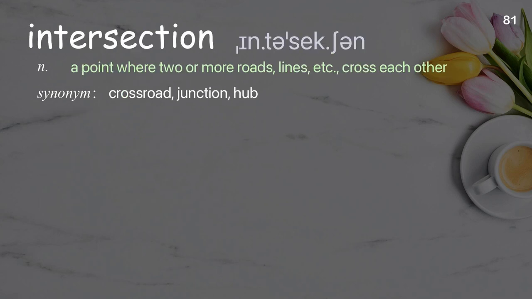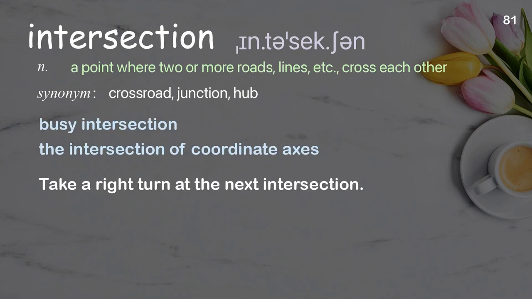Intersection. A point where two or more roads, lines, etc., cross each other. Examples: busy intersection, the intersection of coordinate axes. Take a right turn at the next intersection.